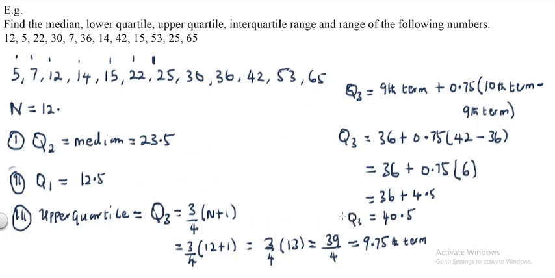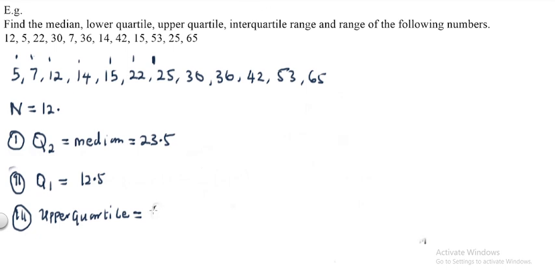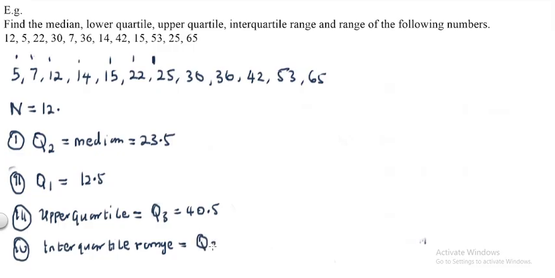Let's look at how to find the interquartile range. Remember, the upper quartile is equal to 40.5. The interquartile range is simply the upper quartile minus the lower quartile. From our question, we already have our upper quartile and our lower quartile. So this is equal to 40.5 minus 12.5, which is equal to 28.